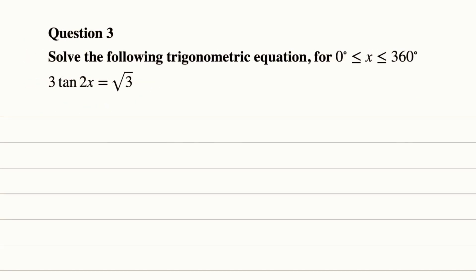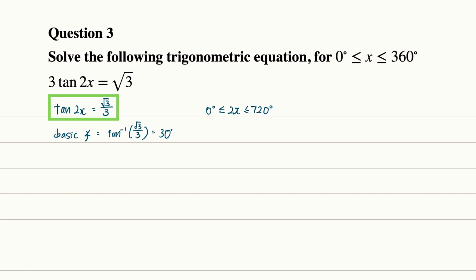Now in the last example, this student seems to be doing everything correctly. Look at the first step. He has isolated tangent 2x, which is equals to square root 3 over 3. The student has also amended or modified the range to give us 0 less than 2x less than 720 degrees. He has taken the positive value square root 3 over 3 to find the basic angle, which is 30 degrees.